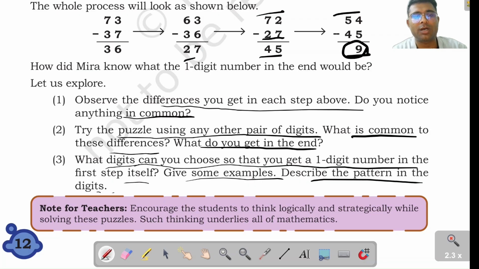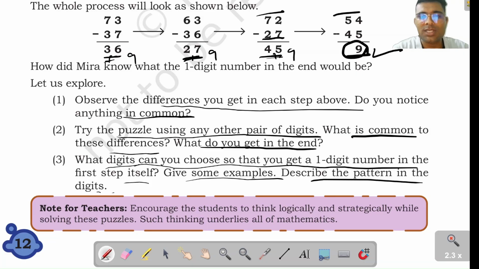So, bachcho, answer the first question. Observe the differences you get in each step above. Do you notice anything common? So the differences, like here it is 36, here it is 27, and here it is 45. When you add these 2 digits, you will get 9. 7 plus 2 is 9, 4 plus 5 is 9, and 3 plus 6 is already 9.